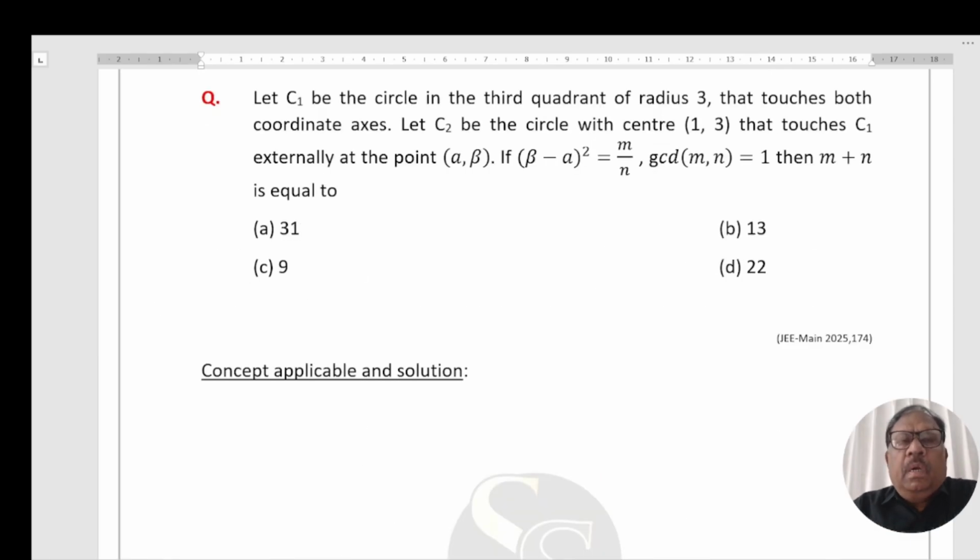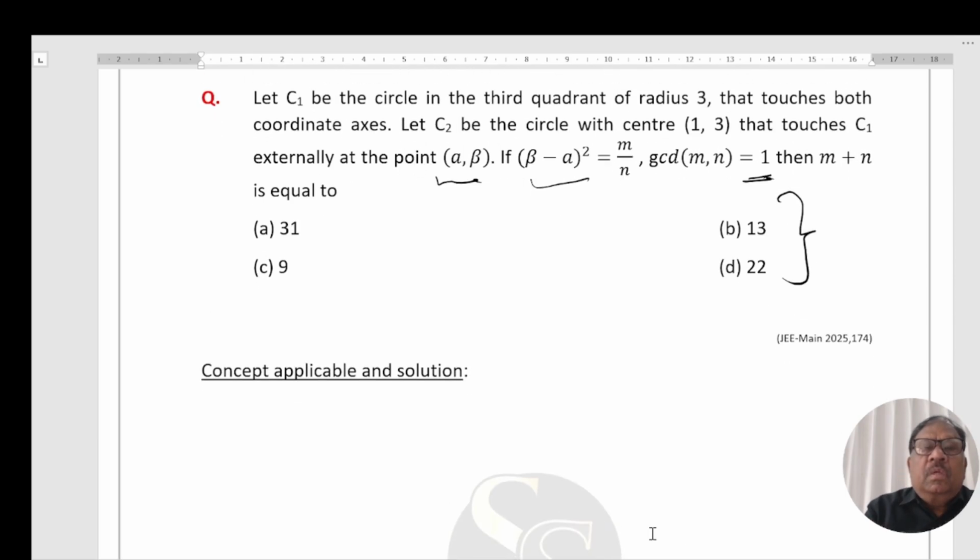The question is: let C1 be the circle in the third quadrant of radius 3 that touches both the coordinate axes. Let C2 be the circle with center (1, 3) that touches C1 externally at the point (alpha, beta). If (beta minus alpha)² equals m upon n, where GCD of m and n is 1, then m plus n is equal to? Four options are given, one of the options is correct.